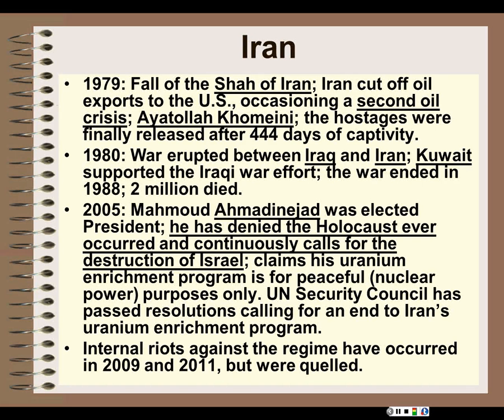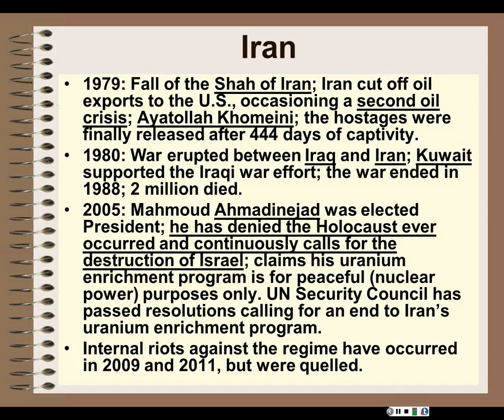In 2005, Ahmadinejad was elected president. He has denied the Holocaust has ever occurred and has continuously called for the destruction of Israel. He claims that the uranium enrichment program is for peaceful, that is nuclear power purposes only. The UN Security Council has passed numerous resolutions calling for an end to Iran's uranium enrichment programs.